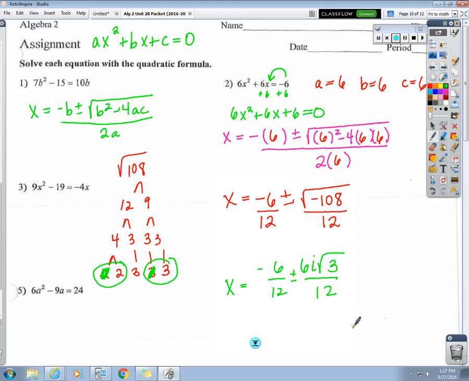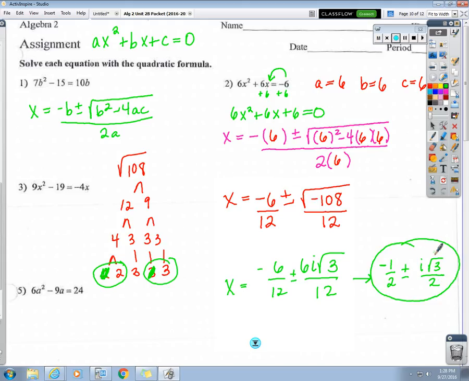Do you think that's the answer you will see on the test? No, because you can reduce this. What's negative 6 over 12 reduced to? Negative 1/2. And then plus or minus, there's another 6 over 12. So that's 1i square root of 3 over 2. You don't have to write the 1. And that's the final answer.